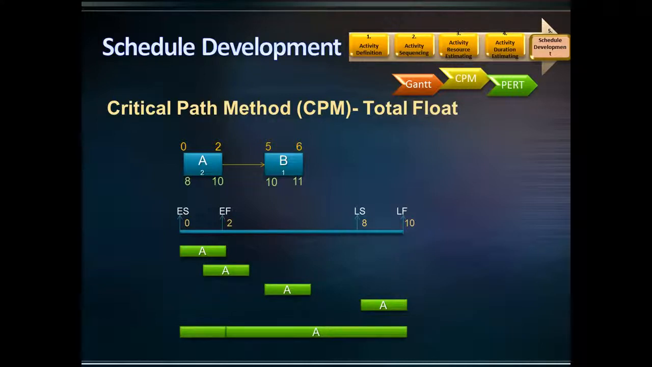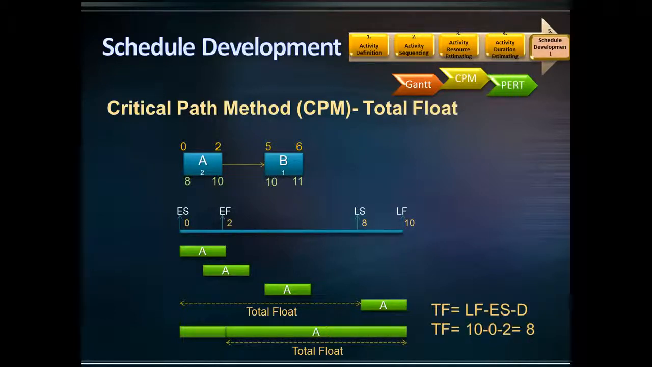If activity A starts later than 8 days or is lengthened more than 8 days, it will be completed later than day 10th. This will impact the succeeding activities and consequently the project's completion date. So, the maximum available time for activity A to float without impacting the completion date is 8 days. To convert this observation to a formula, total float is late finish minus early start minus the duration.